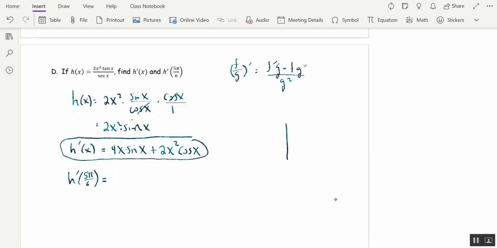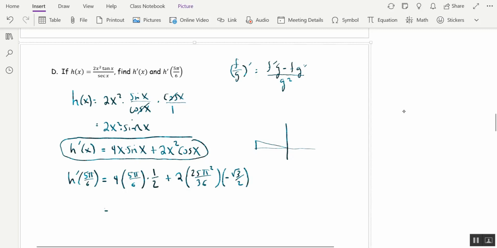Okay, so on a unit circle, 5 pi over 6 is over here. So we're going to get 4 times 5 pi over 6. Sine of 5 pi over 6 is a half. So this really tests your knowledge of the unit circle. Plus 2x squared. X squared is 25 pi squared over 36. And cosine of 5 pi over 6 is negative root 3 over 2. Again, you need parentheses there, otherwise it looks like subtraction.